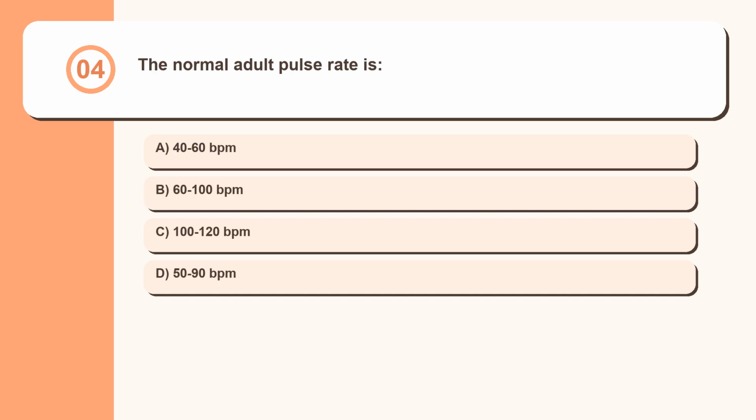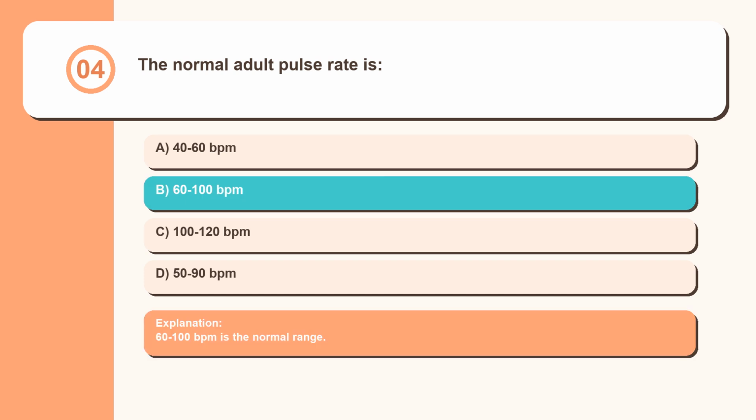Question 4. The normal adult pulse rate is 40 to 60 bpm, 60 to 100 bpm, 100 to 120 bpm, 50 to 90 bpm. Answer: 60 to 100 bpm is the normal range.